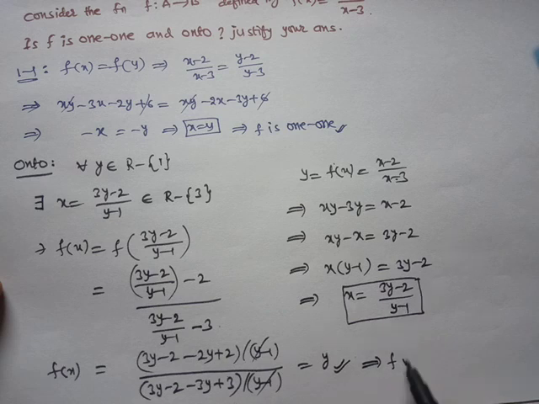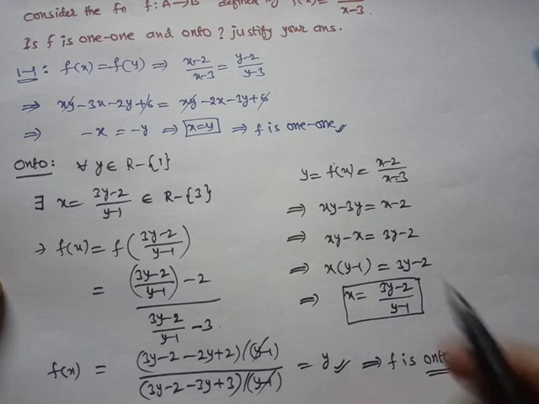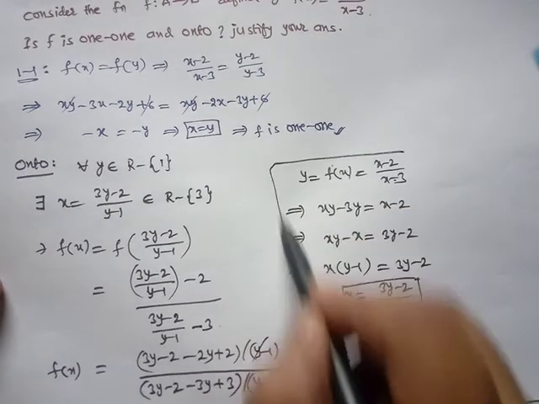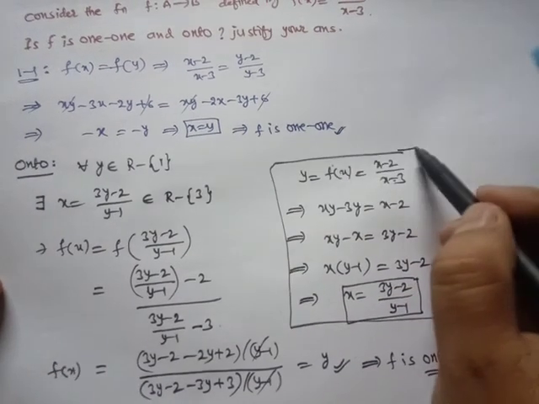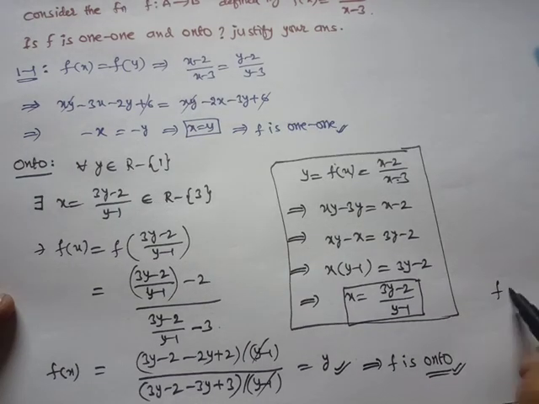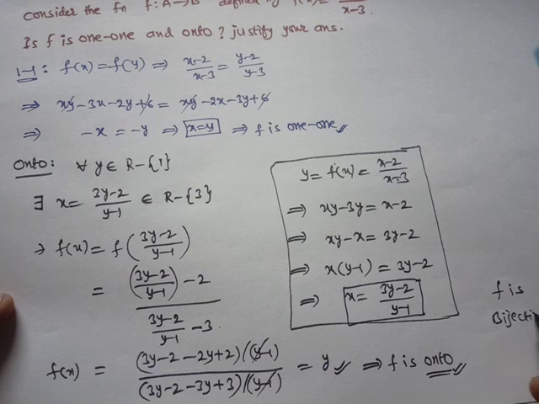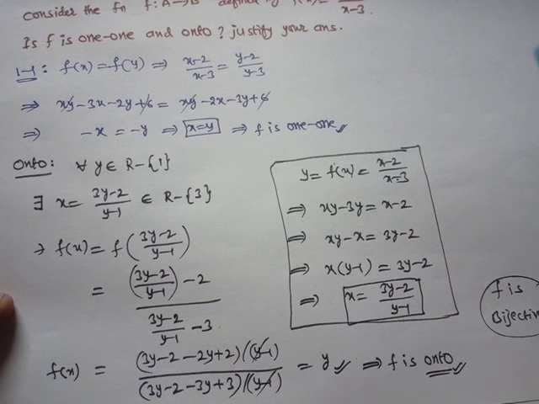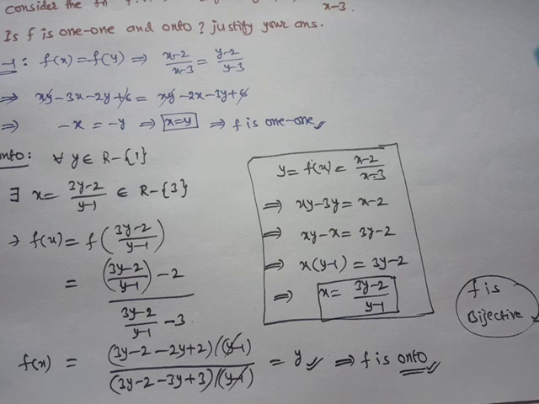This implies f is onto. And f is 1 1 and onto, and it can be taken as f is bijective. F is bijective.